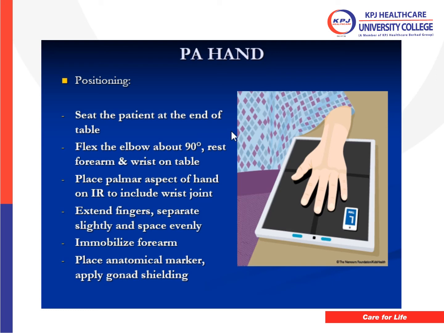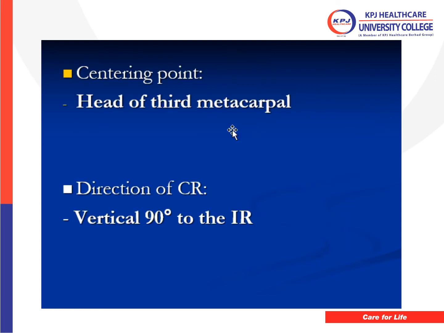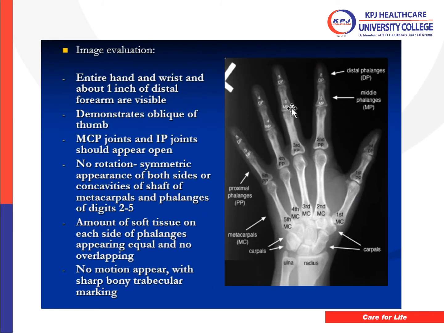And then centering point. The centering point of the PA of a hand is at the third metacarpal, and direction is always perpendicular to the image receptor. Image evaluation you can see here.